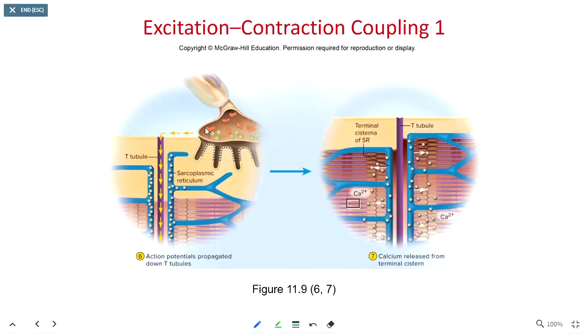As that action potential or electrical signal travels across the sarcolemma, it'll get to an invagination or a transverse tubule and go down the transverse tubule because the cell membrane or the plasma membrane is continuous.